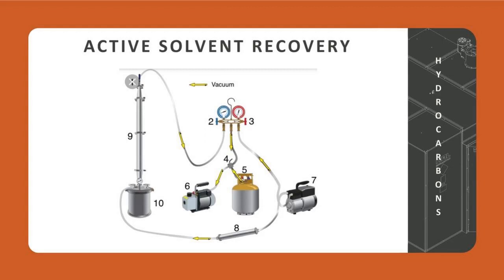So active solvent recovery adds a pump into the process to actually pull the solvent through the system. You can use the pump to actually create a negative pressure differential inside your system before you open your solvent tank. The solvent will then flood the system quickly. You let it saturate, you pull it out, and then you can use the solvent pump to recover your solvents.